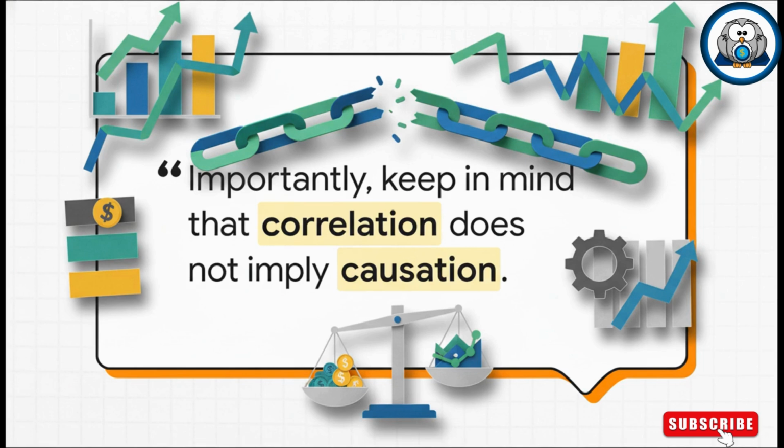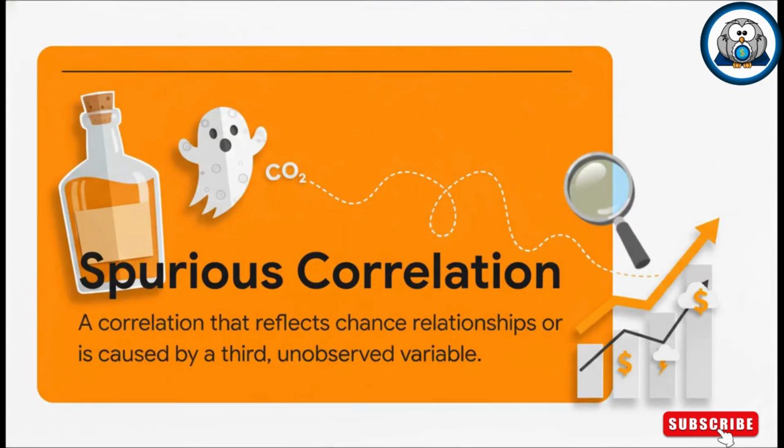I'll say it again. Just because two things move together, it does not mean one is causing the other to happen. Yeah, sometimes correlations are just statistical ghosts. We call this spurious correlation. It could be totally random chance, or maybe there's some hidden third factor causing both things to move. I mean, a famous, kind of silly example is the strangely high correlation between liquor sales and atmospheric CO2 levels. Obviously, one isn't causing the other, right?